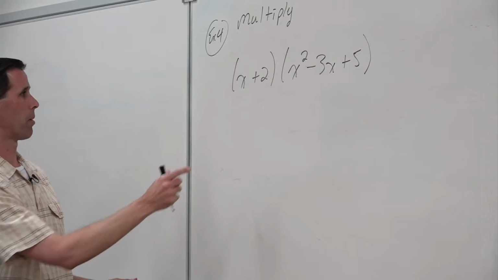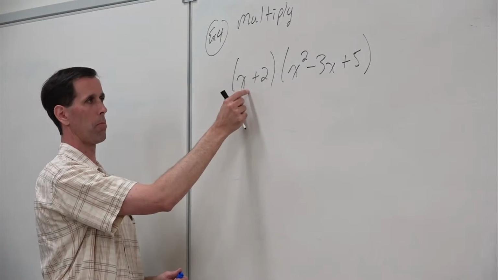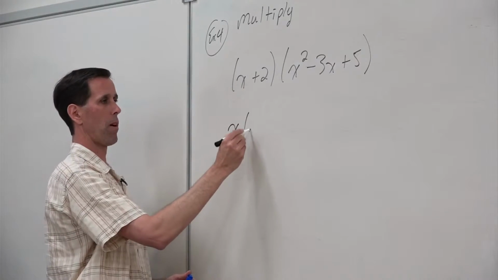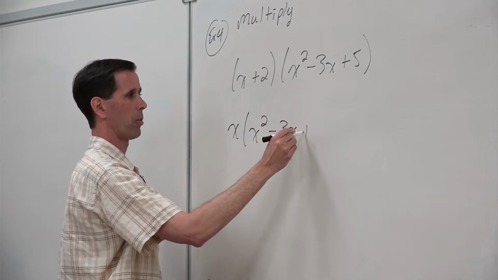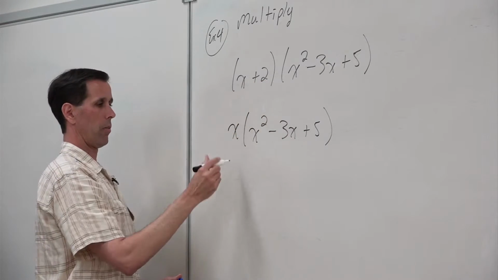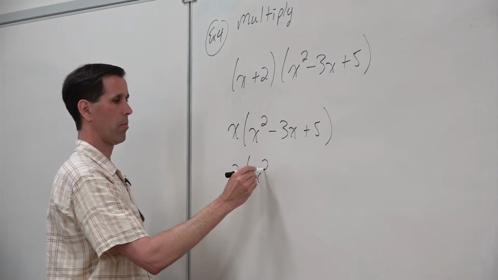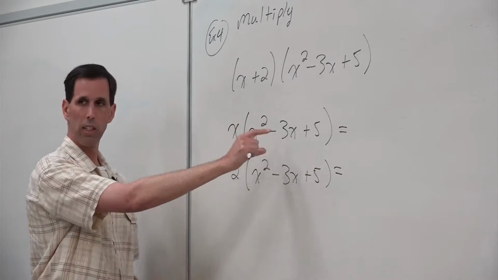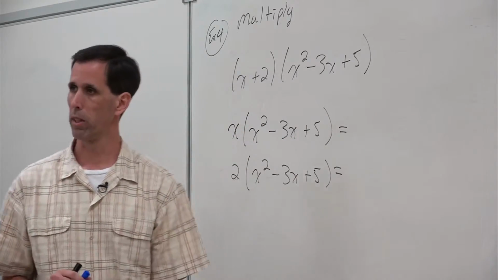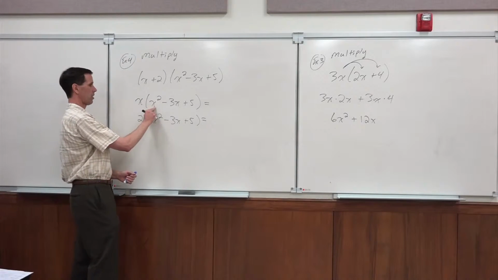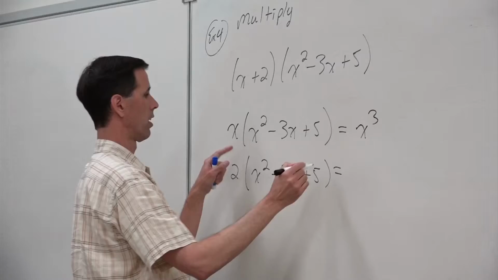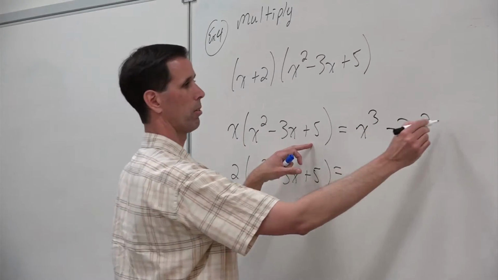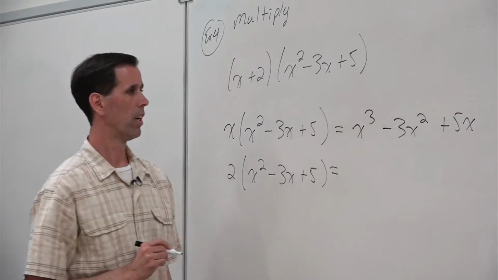There are many ways to do it, but what I would do is just break up this binomial and multiply each part times your trinomial. So I would take this x from this binomial, and we're going to multiply it times this trinomial, and then we're going to take this 2 and multiply it times that trinomial. And what we're going to do here is we're just going to end up distributing, just like we did over here when we did a monomial times a polynomial. X times x squared would be x cubed. X times minus 3x would be minus 3x squared. X times 5 would be plus 5x.